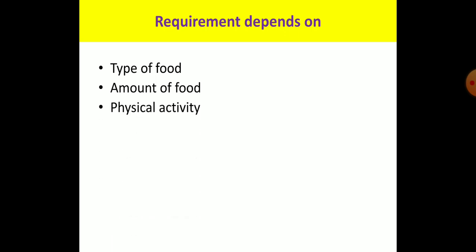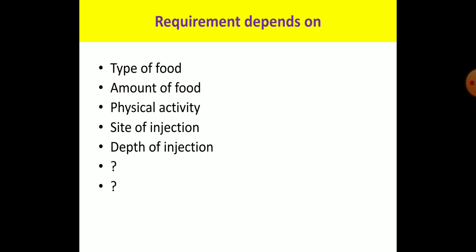Now, this requirement depends on many factors, and first and foremost is diet: the type of food the patient consumes, the time at which the patient consumes the food, the amount of the food, the quality of the food. Then physical activity, and the site of the injection, because a change in the site as well as the depth of the injection also affects the absorption, and because of this the requirement of insulin and blood sugar control changes. There are many more factors, so controlling the blood sugar level is a very complex task in a diabetic individual.